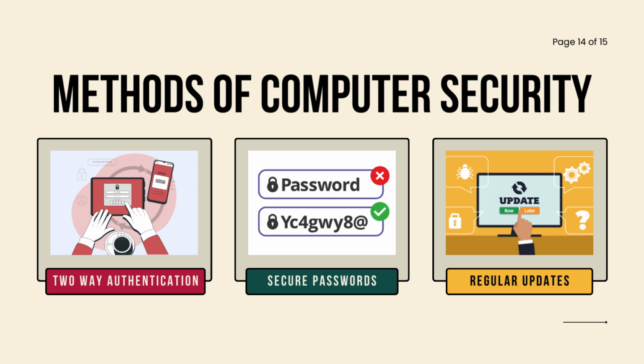Second is having a secured password. Create a strong password so that no one will be able to hack or guess your password. The best password includes at least 15 characters, special characters such as the at sign, number sign, dollar sign, or percent sign, and capital letters or numbers. Another method of security is regular updates. Always keep your system and all its software updated. Many updates contain additional defenses against cyber attacks.